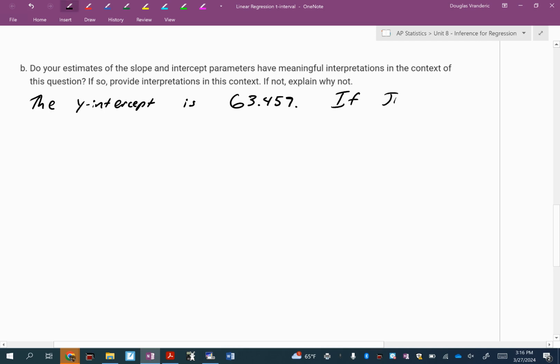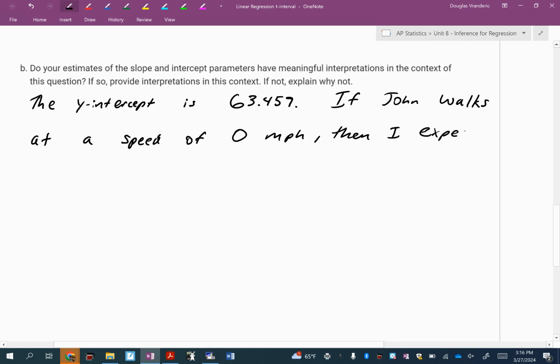If John walks at a speed of 0 miles per hour, then I expect his pulse rate to be 63.457 beats per minute.